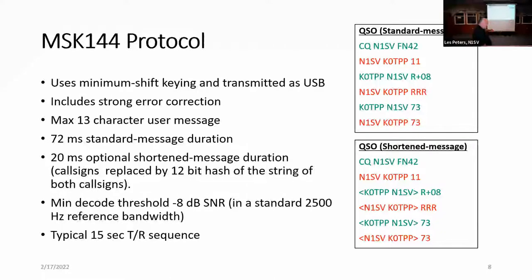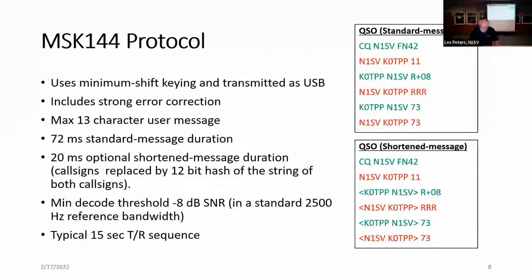You can save a transmission if you don't send a grid. And you may do that if you've scheduled the contact. If I know I'm working K0 TPP out in EM25, I don't really need to know that. But if I'm sending CQ, I got to send something, right?